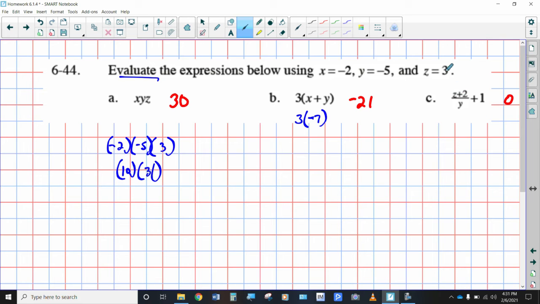And then here, z is equal to 3, so it's going to be a 5 in the numerator. Y is equal to -5, so that equals -1, and -1 plus 1 is going to give you a 0 for your answer.